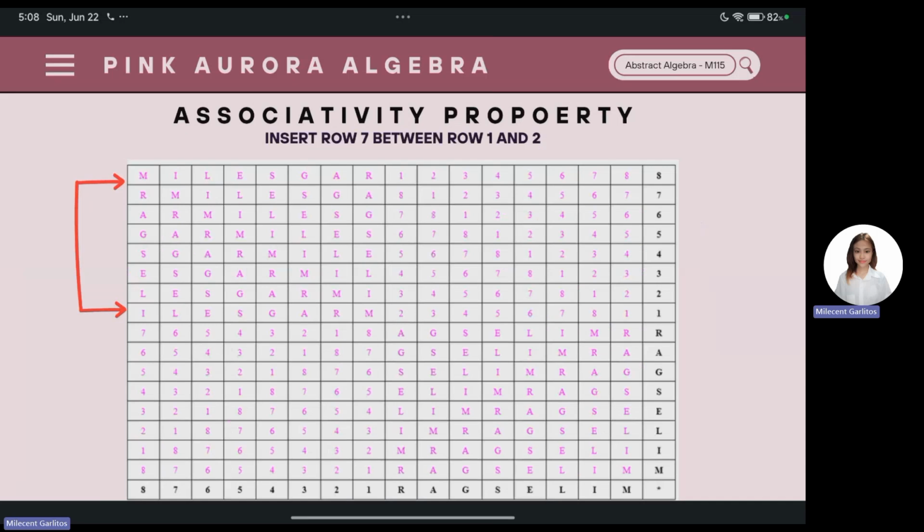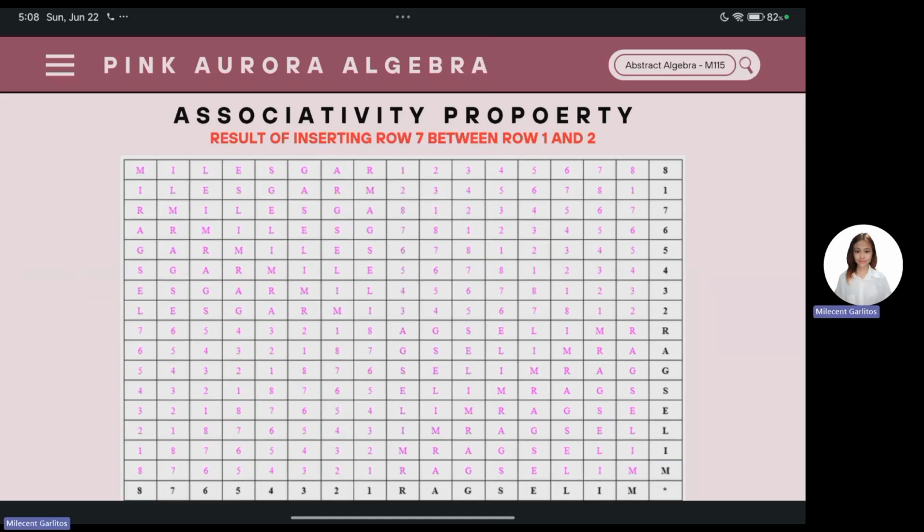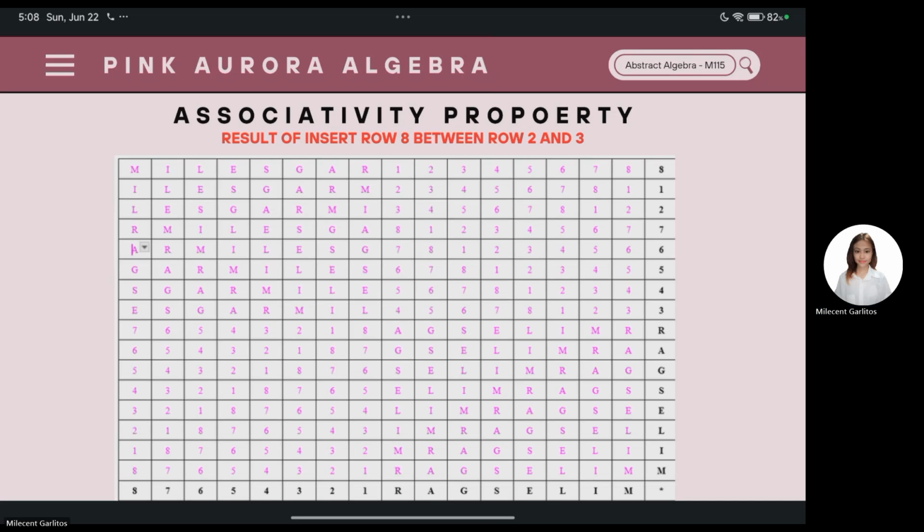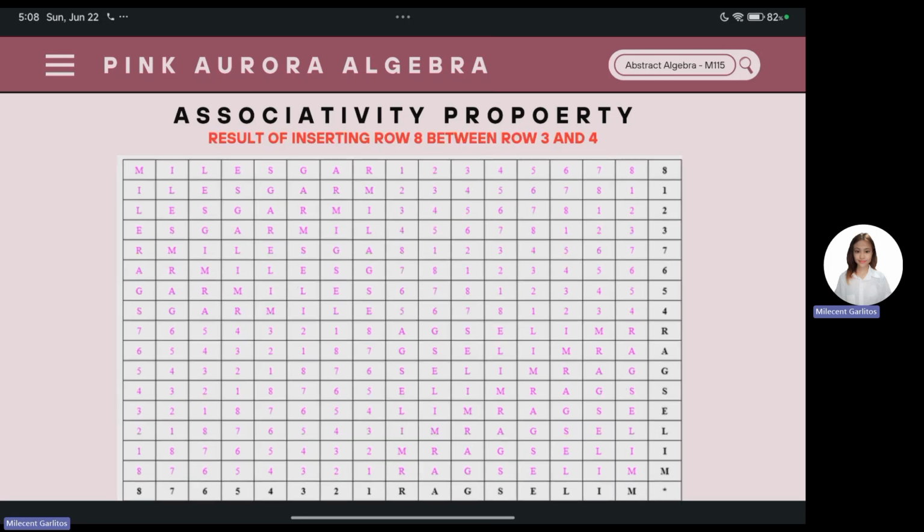So the first move is to insert row 7 between row 1 and 2. This is the result of inserting row 7 between row 1 and 2. The second move is to insert row 8 between row 2 and 3. And this is the result of inserting row 8 between row 2 and 3. Now, we need to insert row 8 between row 3 and 4. And this is the result of inserting row 8 between row 3 and 4.